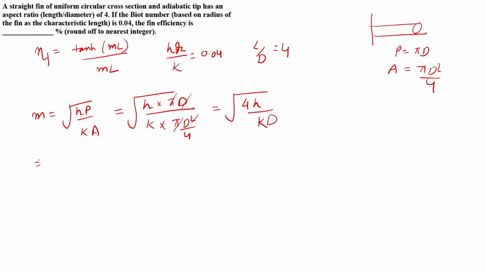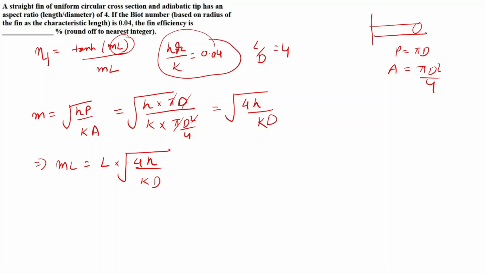Okay, so now let's find this mL term. mL will become length into square root of 4h upon kd. Now here we have hr upon k as 0.04. So from here we can get hd upon k will be twice of that term. So basically 0.04 into 2 will be 0.08. Now I need to fit this equation over here. So I will multiply and divide the term under the root with diameter.